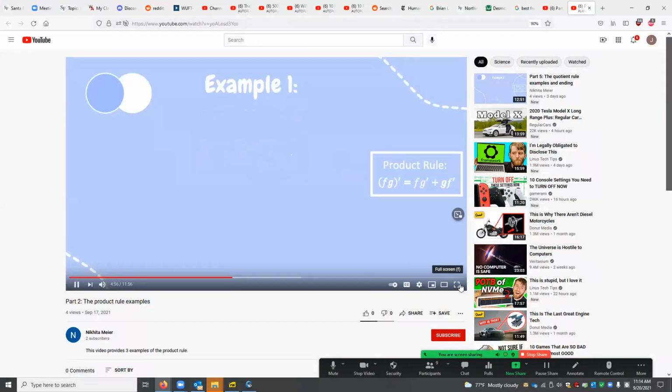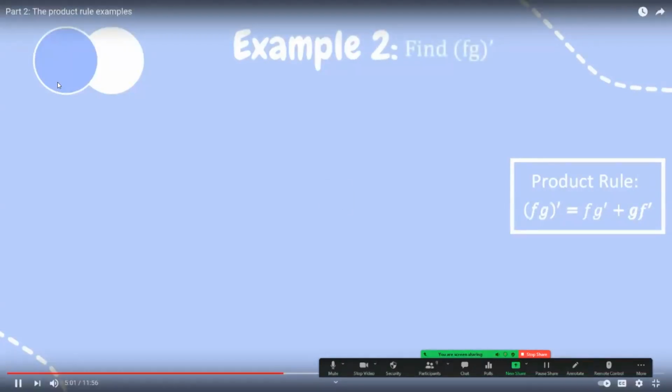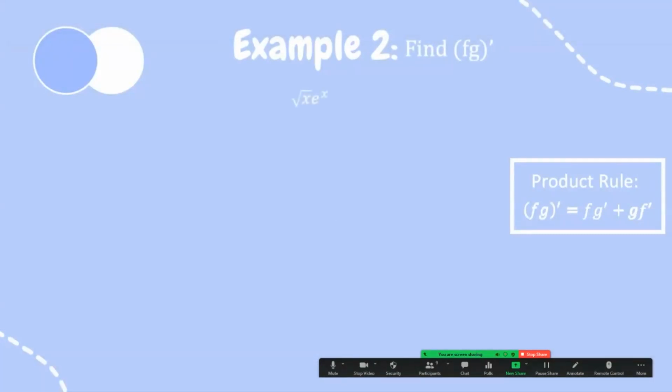Again. Okay, example 2. Find the derivative of f times g of the function the square root of x times e to the power of x. Again, I'm going to start by identifying the f and g. So f of x is the square root of x, and g of x is e to the power of x. Okay, move that to the side.